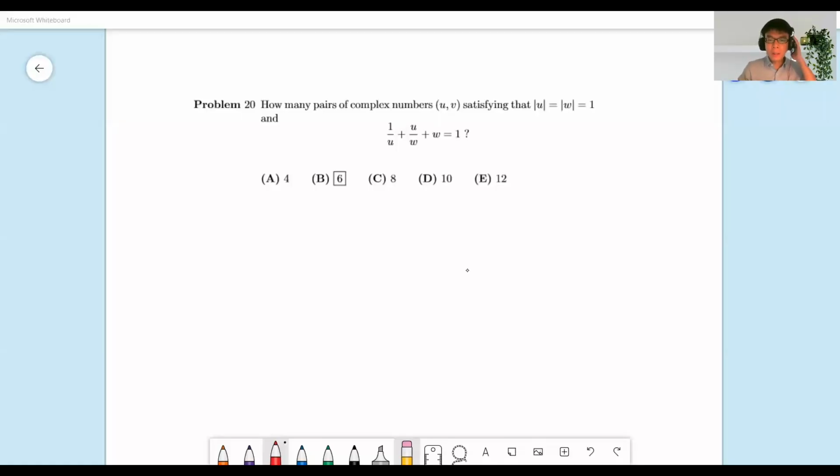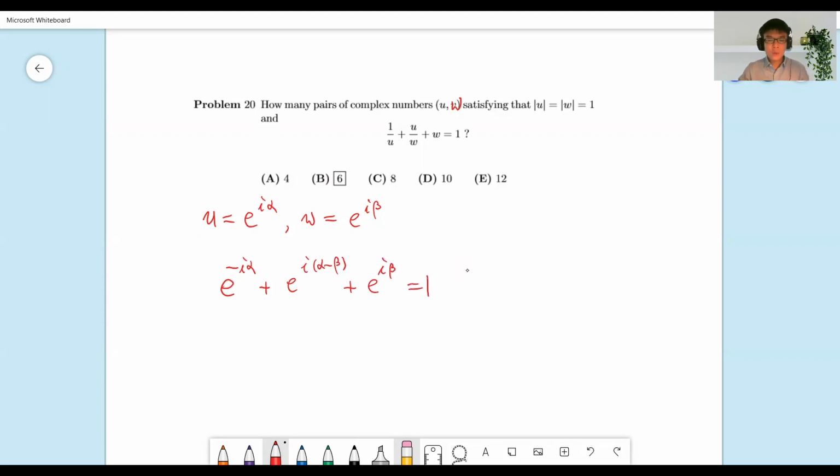Question 20. How many pairs of complex numbers U, W satisfy modulus equals 1 and the following equation holds? Because they have modulus 1, we can express U as exponential i alpha and W as exponential i beta. Let's plug this into the equation. 1 over U is basically exponential minus i alpha, and U over W is exponential i(alpha minus beta), and W is exponential i beta, equals 1.